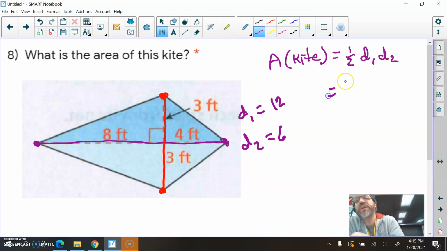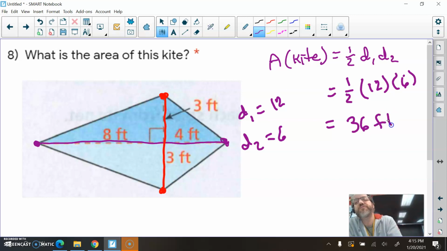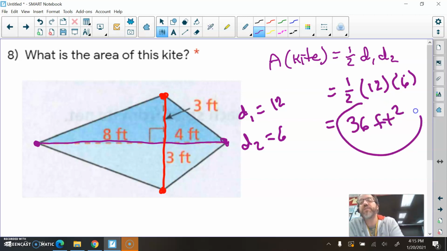So now I just have to take 1/2 times 12 times 6. All right, now you could take half of 12, which is 6, and 6 times 6 is 36 square feet. That would be a great way to do this problem, and you're done. Or you could take 12 times 6 is 72. 72 divided by 2 is 36 square feet. That's it. Hope that helps.